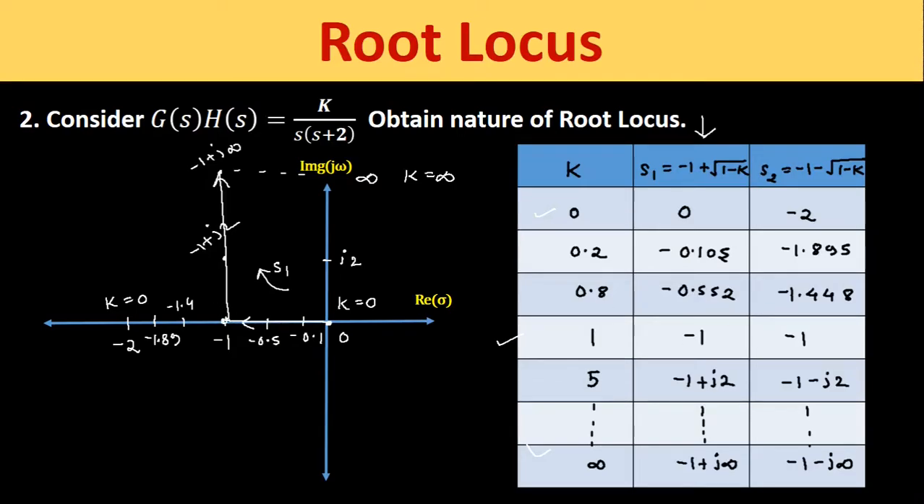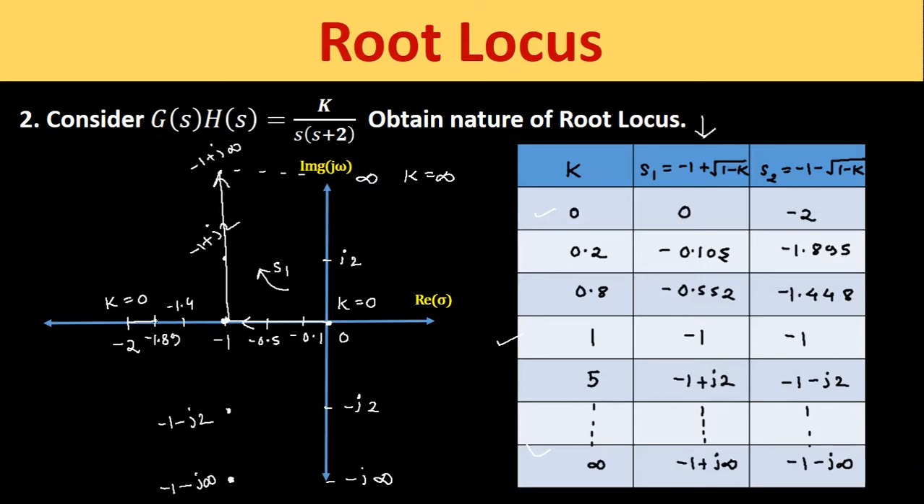The next point is at k is equal to 1, where we have minus 1 again. When k is equal to 5 we have minus 1 minus j2. So somewhere here we will take minus j2. The intersection point of both these gives us this minus 1, and the intersection of minus 1 and minus j2 gives minus 1 minus j2. The last point is at k is equal to infinity, where we have S2 is equal to minus 1 minus j infinity. So somewhere here we have minus j infinity, and the intersection point is minus 1 minus j infinity.